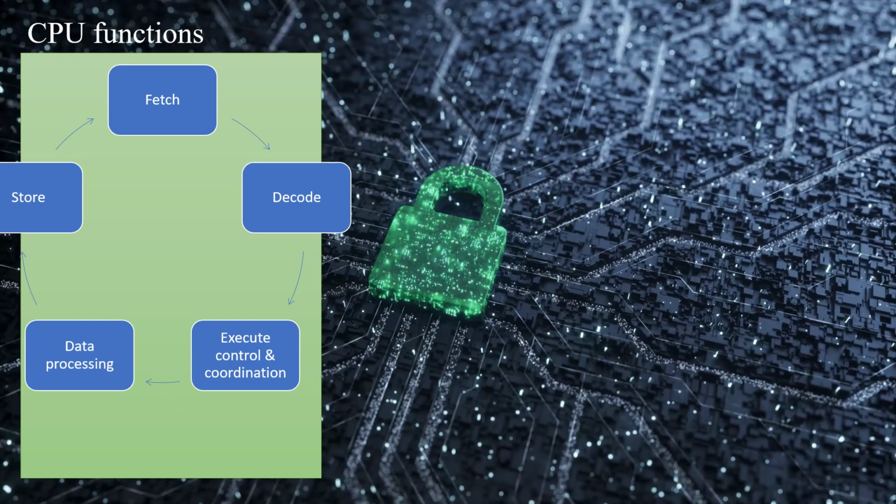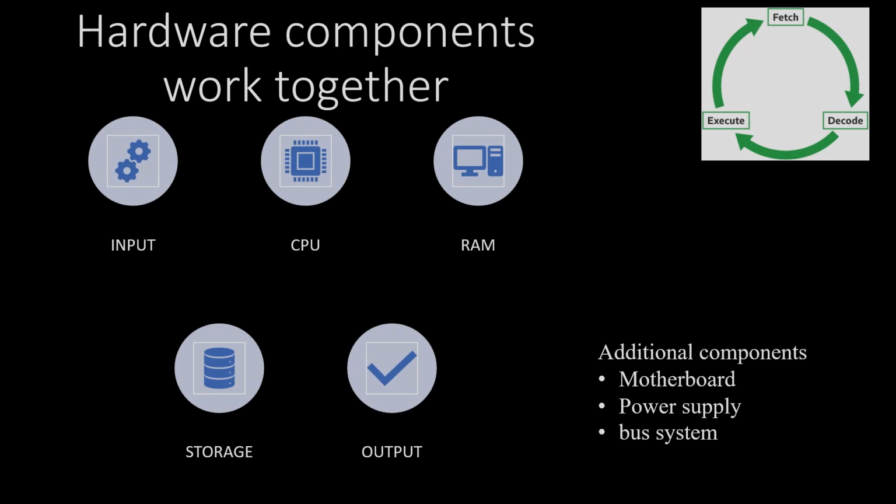Next one, hardware components. A computer contains several hardware components that work together. These include the motherboard, power supply, CPU, RAM, input devices, output devices, and storage devices. Each component has a different function, but together they allow the computer to operate properly.